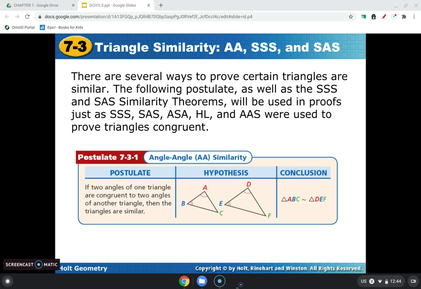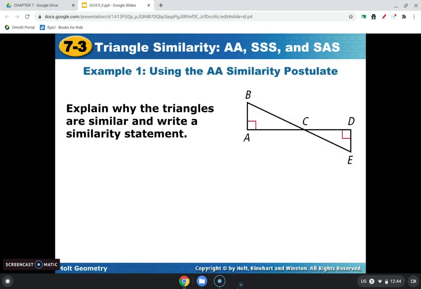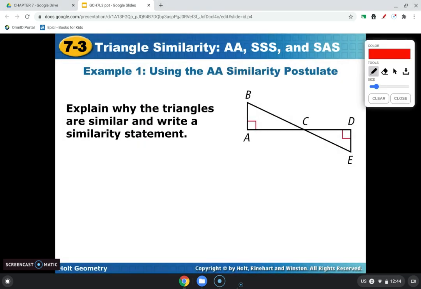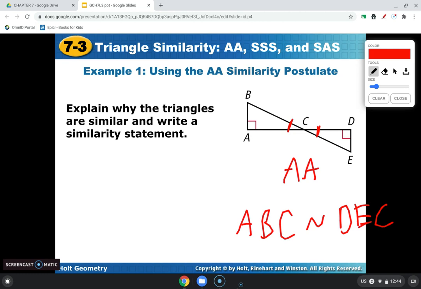So the first one is angle-angle. If 2 angles of one triangle are congruent to 2 angles of another, then the triangles are similar. Explain why the triangles are similar and write a similarity statement. Well, we could see that right here and here we would have vertical angles. So we have angle-angle. And then our similarity statement would be ABC is similar to DEC. So make sure you line those up appropriately.